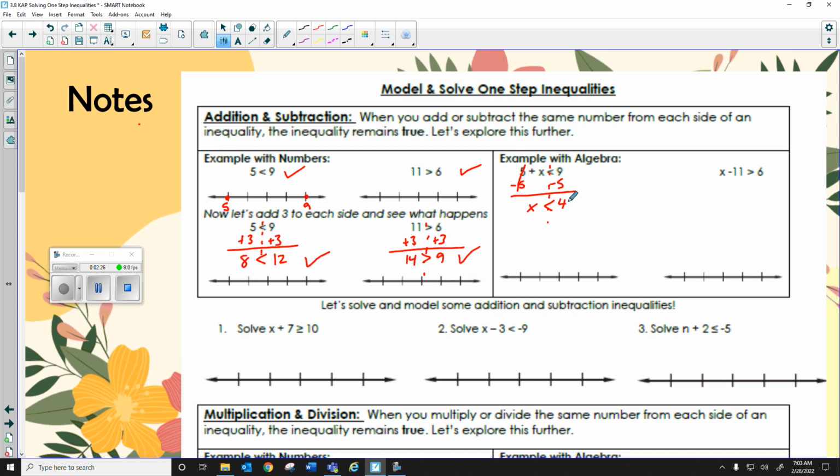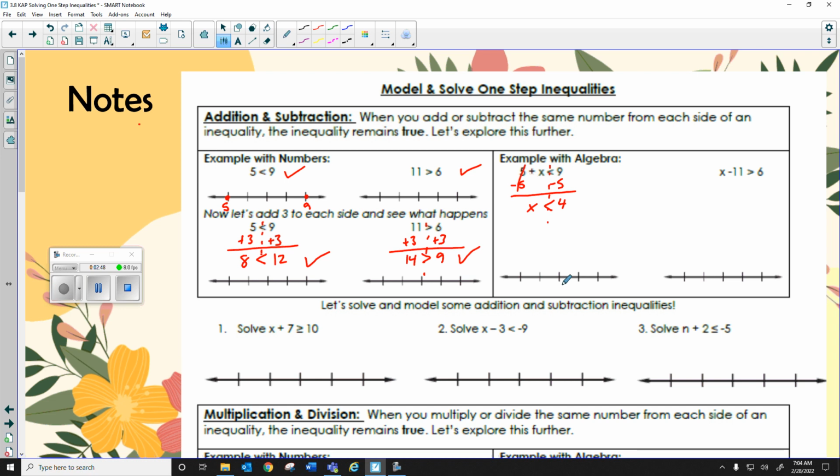So it says that x is less than 4. Can x be 4? No, but it could be 3. If I put 5 plus 3, that would give me something that's less than 9. If I had put 3.5, it's less than 9. If I put 2, or negative 1. So this is our solution set, because x can be any number less than 4.